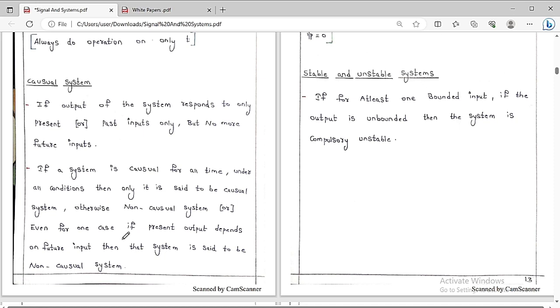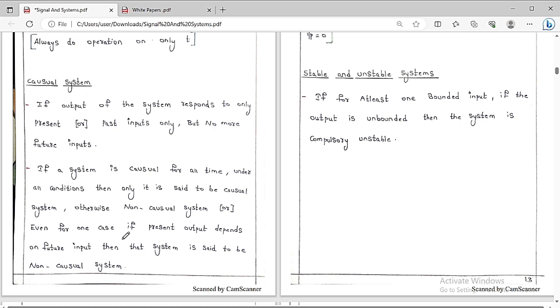For a system to be causal, no matter what time we take, from -70 to +70, for each and every case the present output must be independent of future inputs. Then only we can say it is a causal system. If for at least one case the present output depends on the future input, then the system is said to be non-causal.